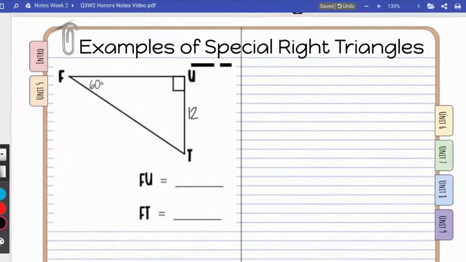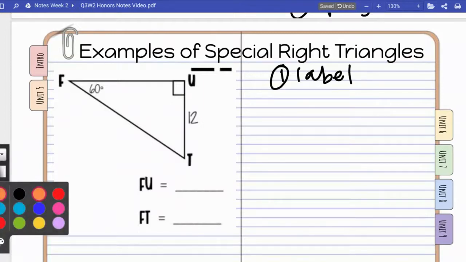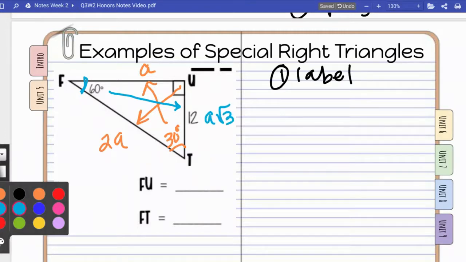Okay, if I come over here and look at this example, again, you can't just assume that the picture looks correct. So we need to find the short leg. The short leg's across from the 30-degree angle. So this is 30 degrees. So here's my short leg. That's going to be A. My hypotenuse is twice that size, 2A. And then across from the 60-degree angle is my longer leg. That's A square roots of 3.